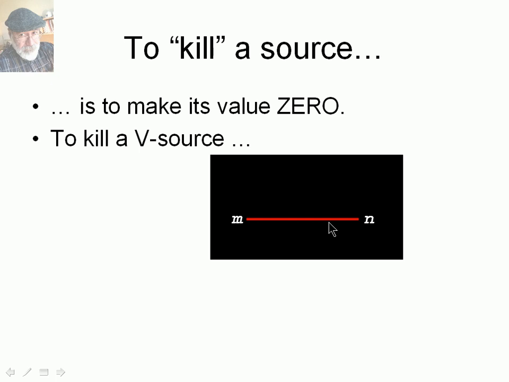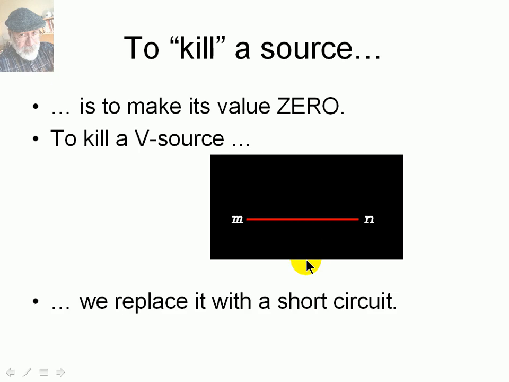But we don't say it with that word. We use a fancier word. We use jargon. We call that wire a short circuit. We say, to kill a voltage source, replace it with a short circuit between the original nodes M and N.